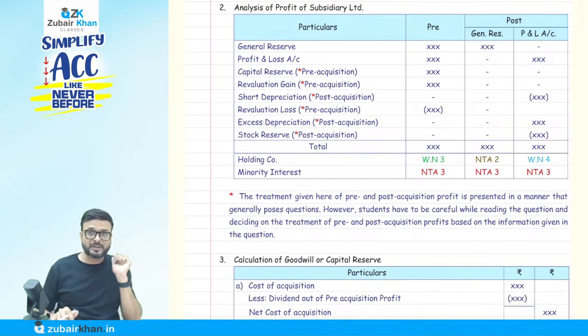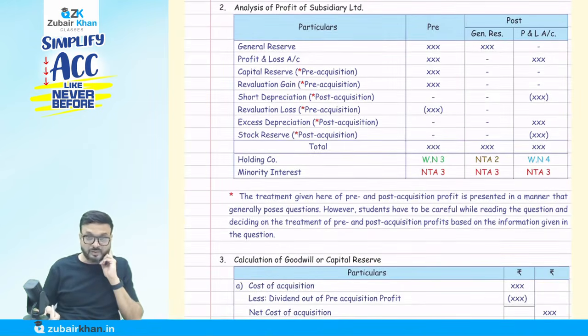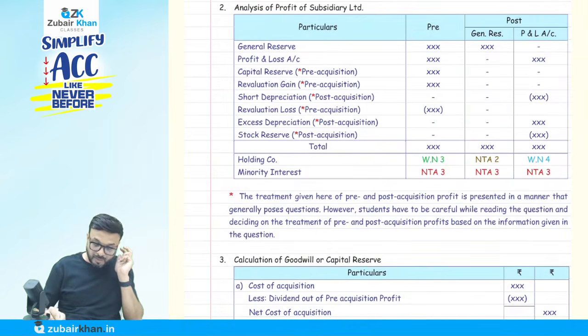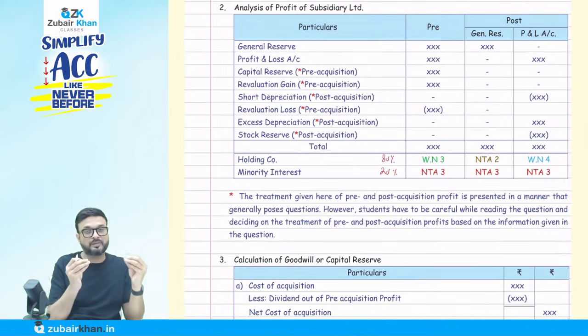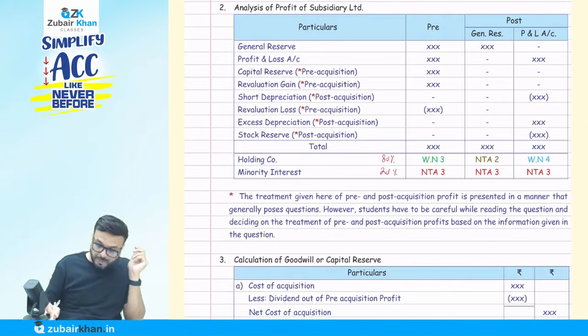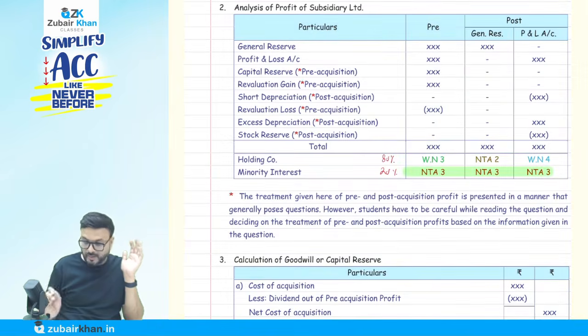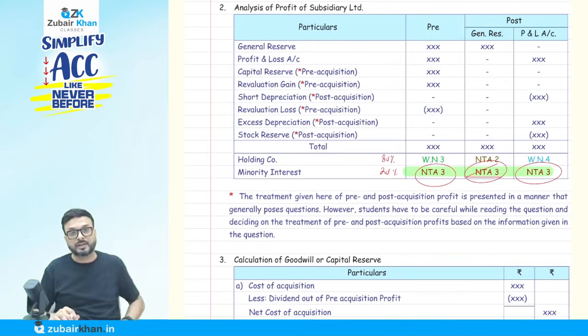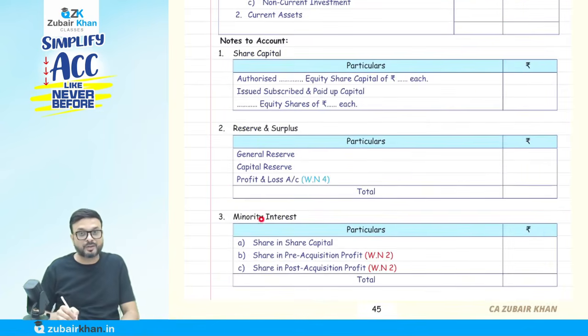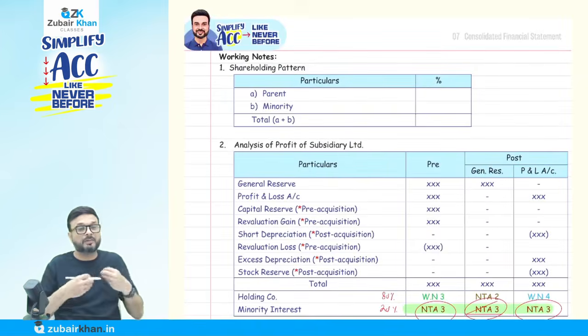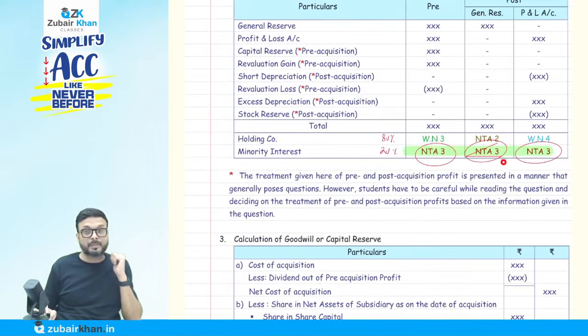Now what happens here? Once you find the pre and the post, we are going to bifurcate how much belongs to the holding company, let's say 80%, and how much belongs to the subsidiary company, 20%. So bifurcate the pre and post acquisition profit between the holding and the subsidiary. Whatever belongs to the minority, I will write it down in the minority. Notes to account number 3 will always be on minority, you can see that here. So the portion of pre and post acquisition profit that belongs to the minority will come in the minority interest column.